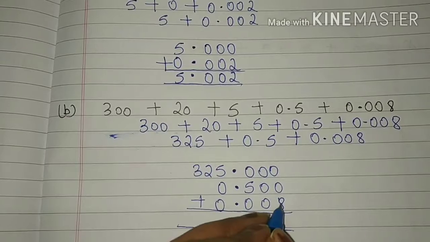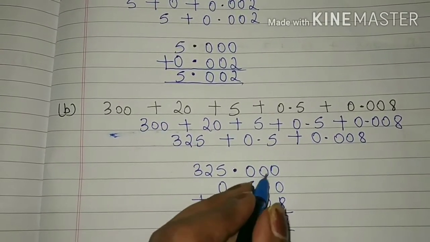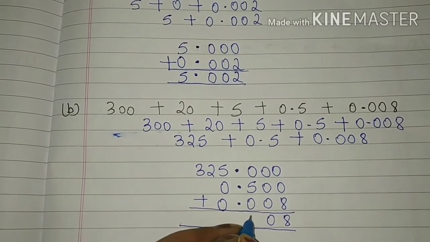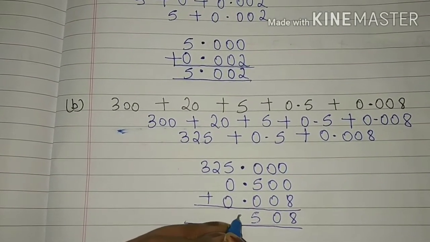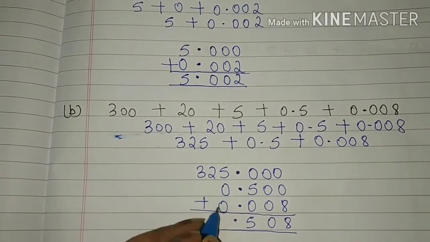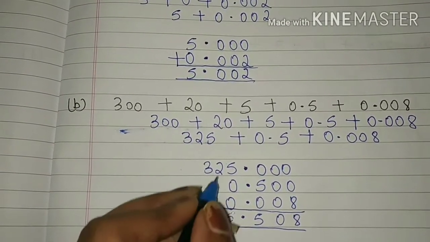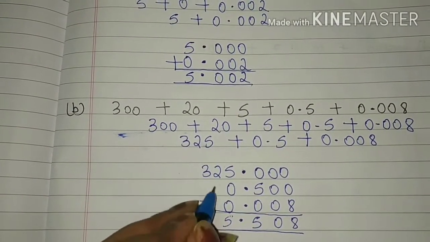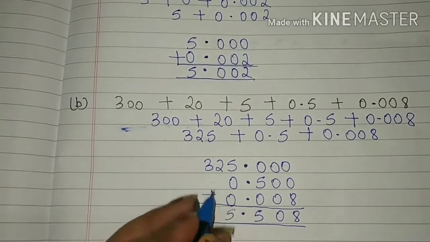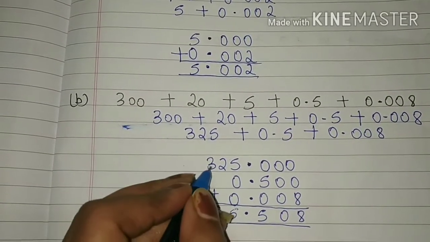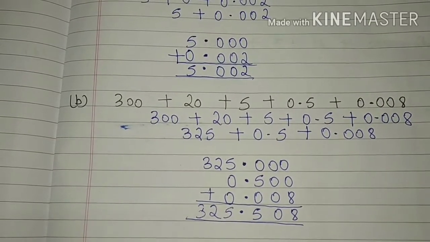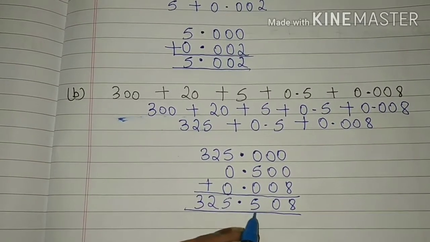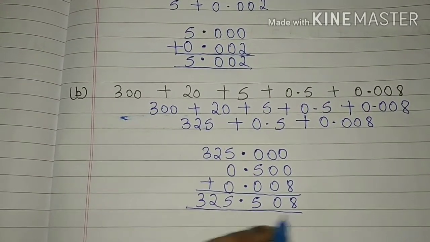0 plus 0 plus 8 is equal to 8. 0 plus 5 plus 0 is equal to 5. Decimal point. 5 plus 0 plus 0 is equal to 5. 2. Students, you can see here numbers are not written. Only 2 is given here. So we will write here 2 and here 3. So students, 325.508. This is your answer.